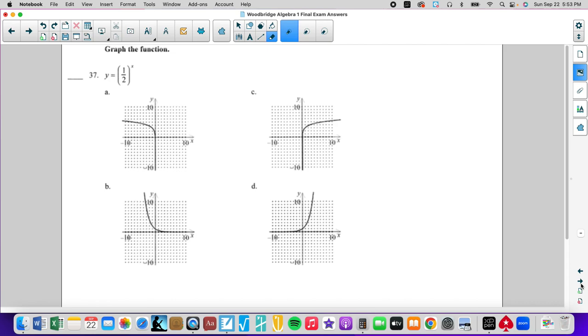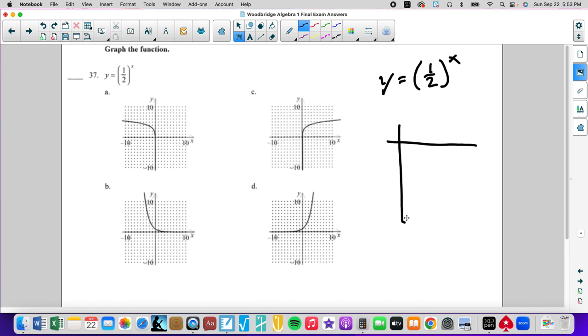Problem number 37. Are we at least an hour in? Again, we see that these are exponential growth or exponential decay. And the base of my variable says y equals 1/2 to the x. And when this base is less than 1, it's going to be a decay. And this looks like a decay. But there's a number of other ways. Let's say you didn't know. Well, let's do a graph or a chart. Let's do an H chart.